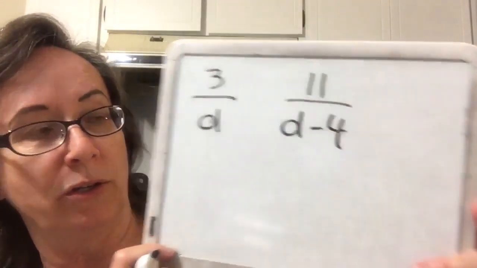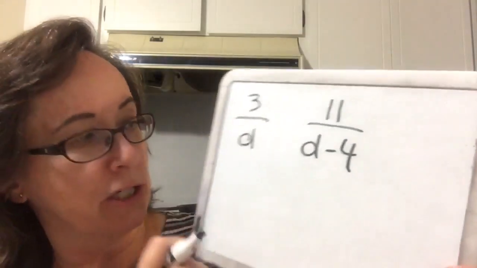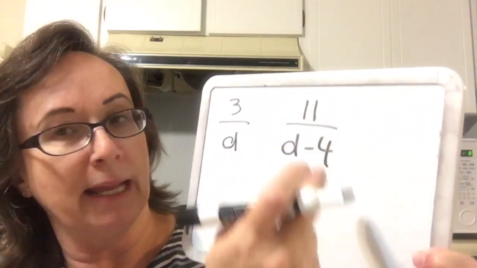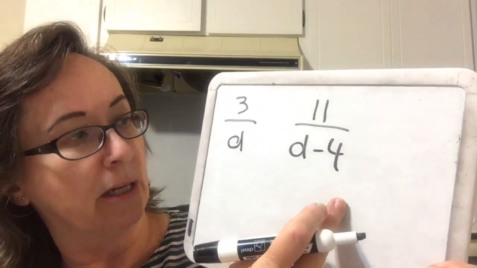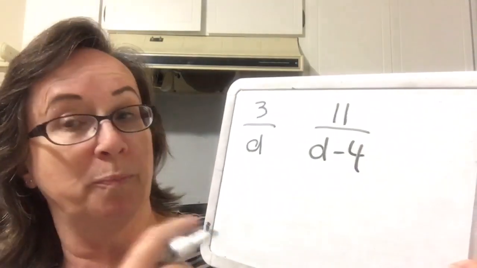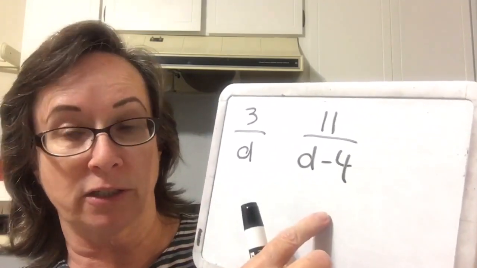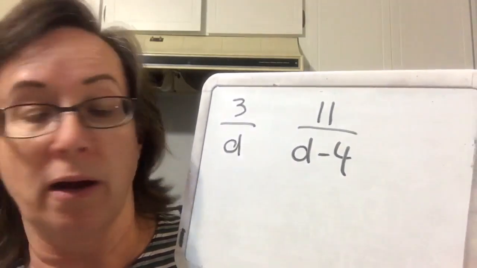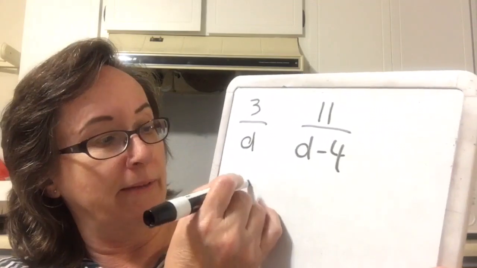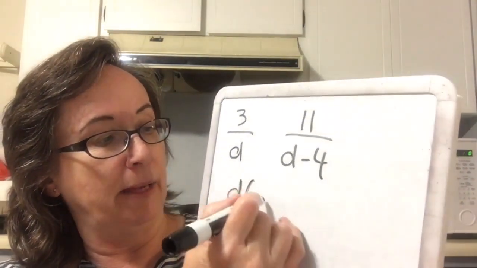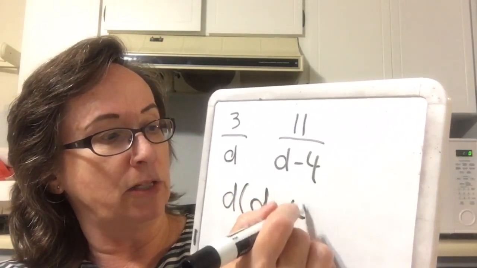Okay, so this is two rational expressions, 3 over d and 11 over d minus 4. So now we're going to build the least common denominator, and neither one of these factor. They are already prime. Therefore, I'm going to have d times d minus 4.